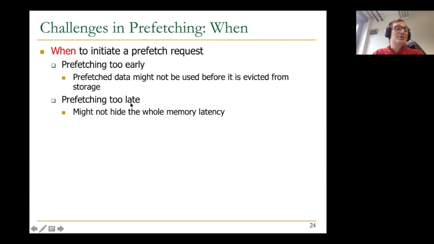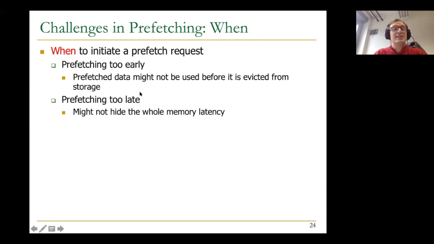Prefetching too late is also not good because you may not hide the whole memory latency. So you prefetch in cycle n, and in cycle n+1, the processor needs it. And the memory latency is 500 cycles. Your prefetcher is essentially useless in that case. Even though it started technically before the processor needed it, it didn't really cover the whole memory latency, right? It covered one cycle out of 500 cycles, which is practically nothing, right? So that's why when to initiate a prefetch request is important.